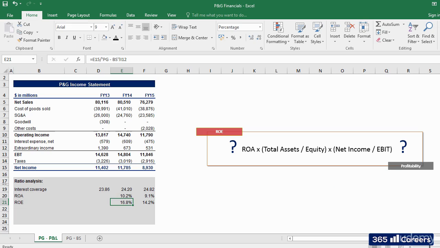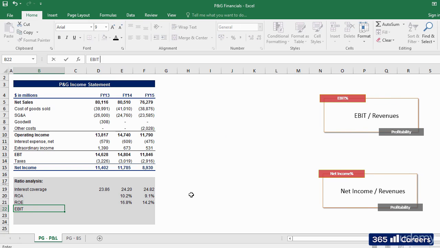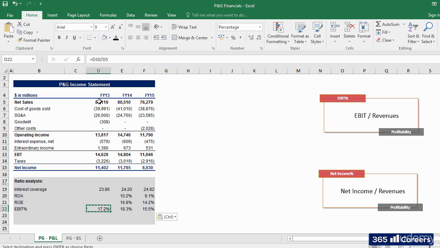Very well. Now, I'd like to calculate another profitability ratio that we did not see before. I'll divide EBIT and net income by revenues. This will allow me to understand what the reason was for the lower ROE that we observed. And, in fact, the company's EBIT to revenues ratio was lower in 2015.